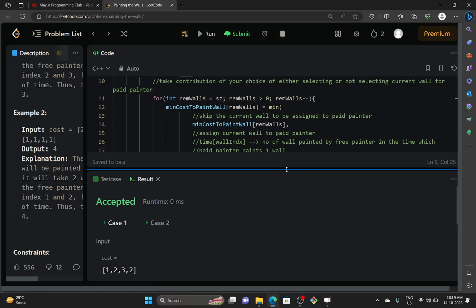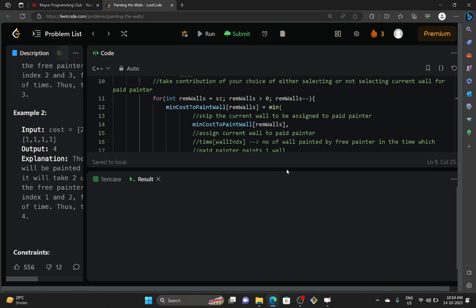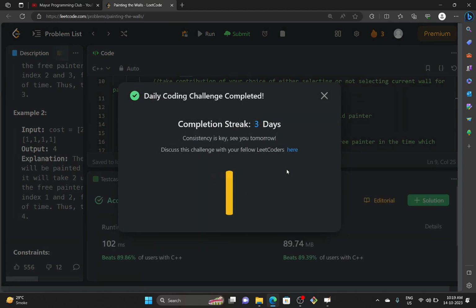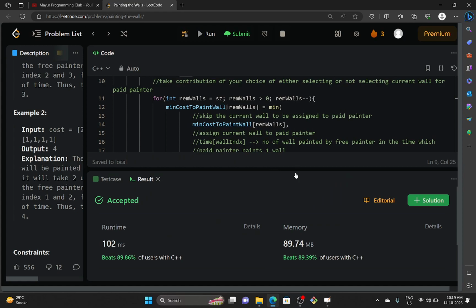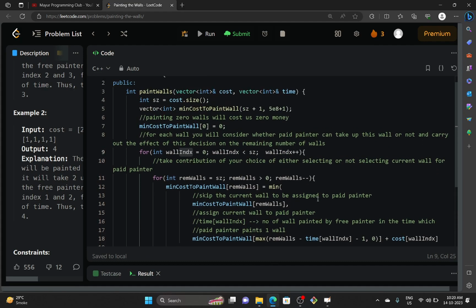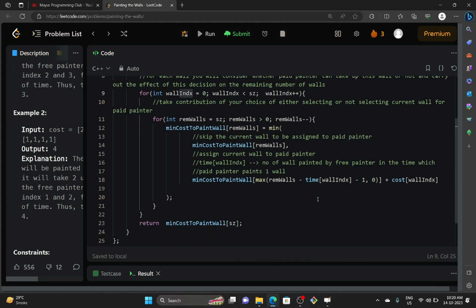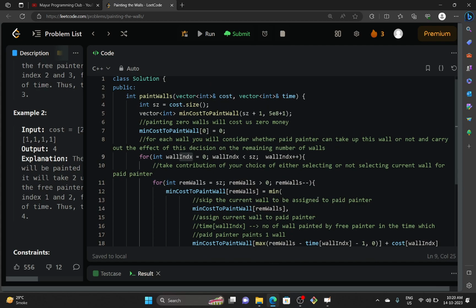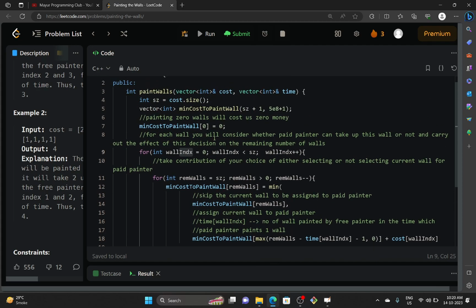As you can see, for sample test cases it's getting accepted. Let's try to submit for final evaluation. As you can see, it's getting accepted. So this will be our approach. If you are still having any doubts in this approach, please feel free to ask them in the comment section. I will be more than happy to answer them. And we can easily convert this one into Java also.